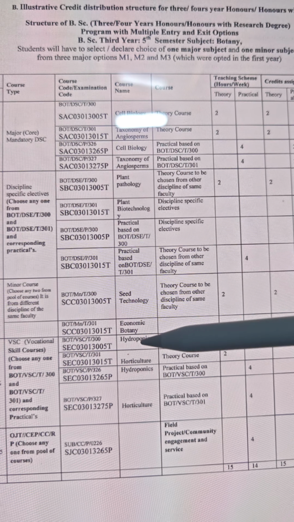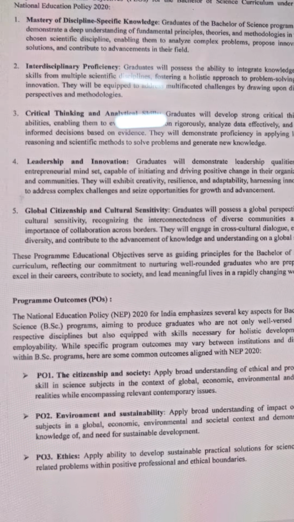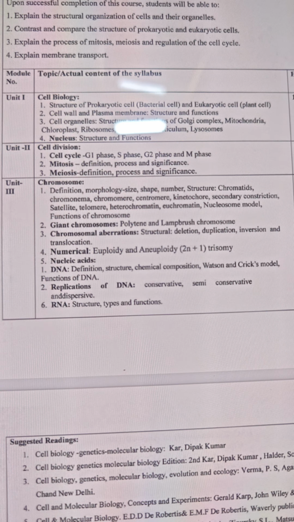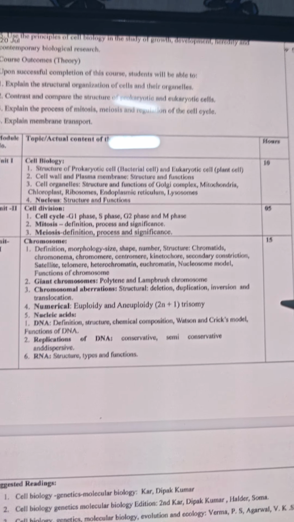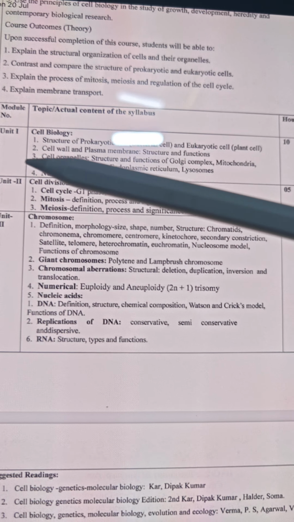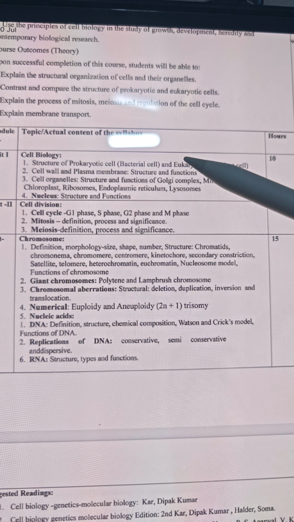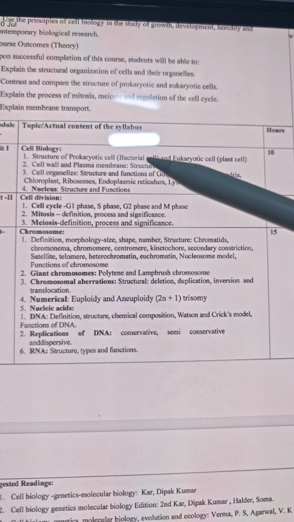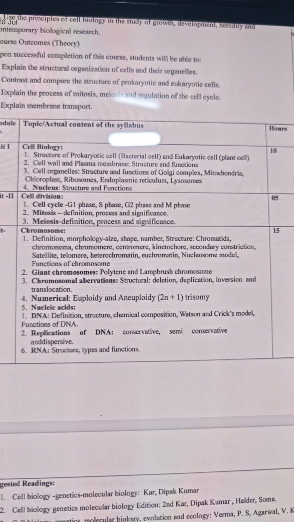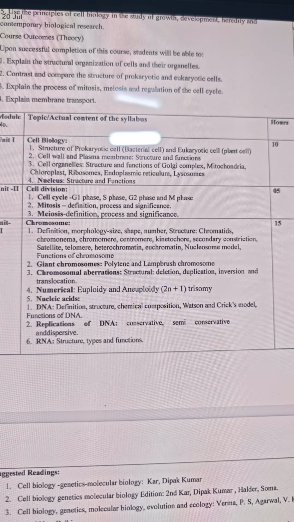Out of the minor courses, in our college we will have plant biotechnology. For today we will just discuss the first paper of our semester 5, that is cell biology. If we see the syllabus, you will find that in unit 1, the cell biology, it shows the structure of prokaryotic cell and eukaryotic cell. We need to study the differences between prokaryotic and eukaryotic cells. The second is cell wall and plasma membrane, structure and function.